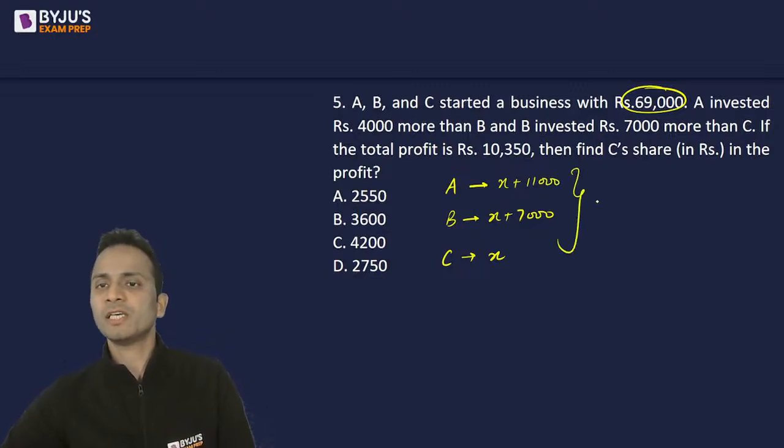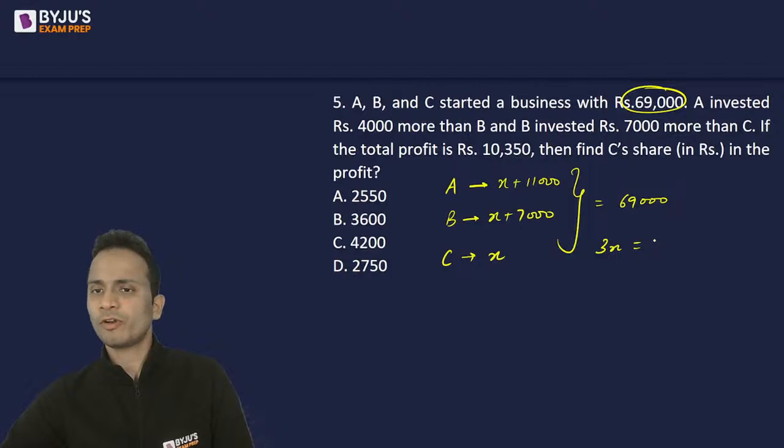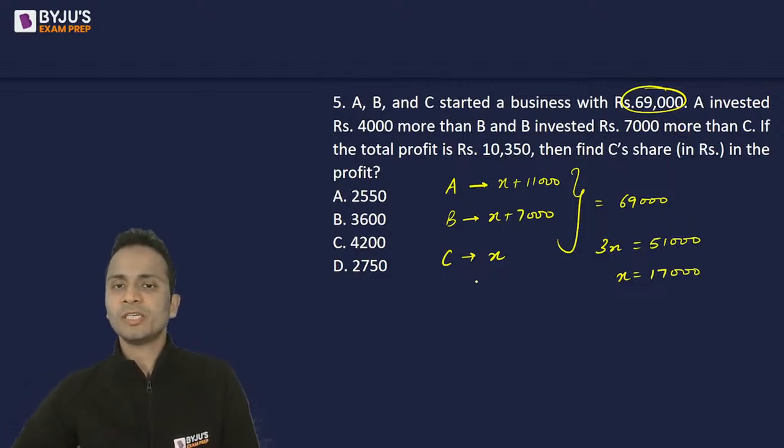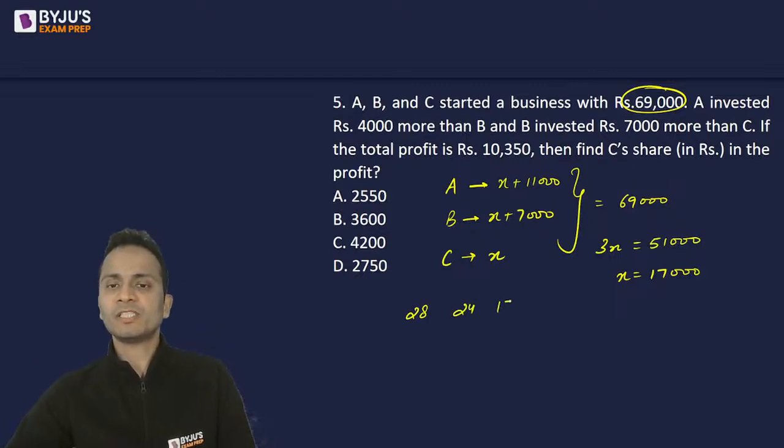The sum of these is equal to 69,000. Okay, so I can say that if I add on the left hand side, I'll have 3x plus 18,000, and on the right hand side it is 69,000. So solve for x. So 3x is equal to 51,000, x is equal to 17,000. Okay, so the money that A has invested is 17 plus 11, 28. B has invested 17 plus 7, that is 24, and C has invested 17,000.